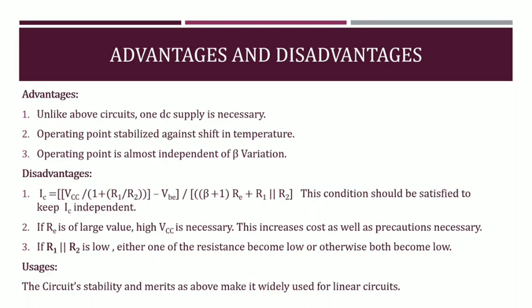If R1 parallel to R2 has a low value, either one of the resistances becomes low or both become low. Here this circuit is used for stability, and merits as above make it widely used for linear circuits. Okay, let us move to the final type, which is emitter bias.